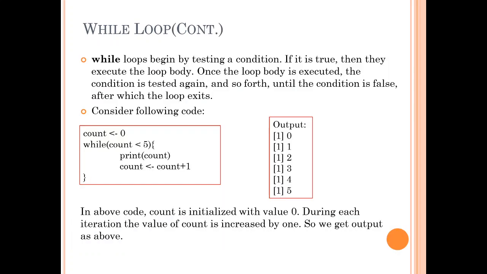Let us see one example for while loop. So now we have a variable count which is initialized with value 0. Here we are saying that while count is less than 5, simply print count and increase the count by 1, so that it will not go into an infinite loop and will reach up to some end condition. So this is a simple illustrative example.